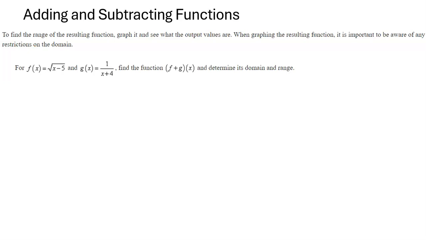Okay, so to find the range, we normally graph it, and we need to be aware of any restrictions. For example, for the function f of x is equal to the square root of x minus 5, and then g of x is 1 over x plus 4. It says find f plus g of x. So this is going to be f of x plus g of x is equal to square root of x minus 5 plus 1 over x plus 4. And that's going to be my answer.